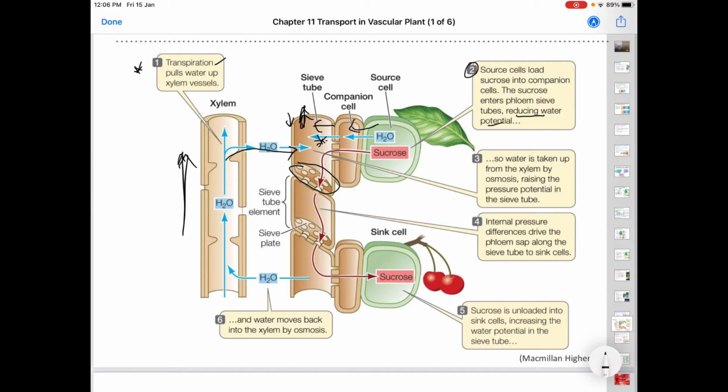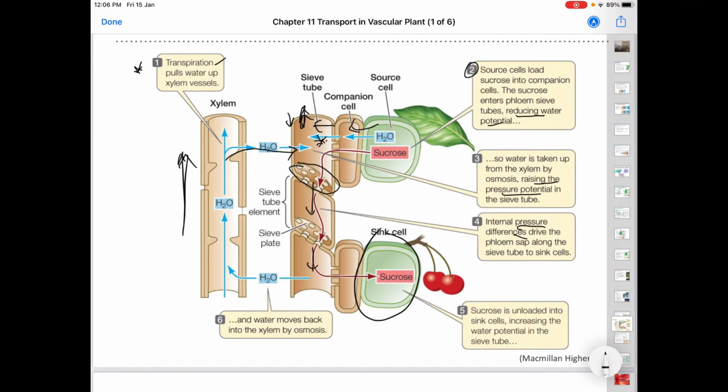When the water gets in, what happens? It raises the pressure potential. So there is more water, and when there is more water, the pressure will increase. When there is an increase in pressure potential, it causes a pressure difference that drives the phloem sap. That pressure will push the water and also the sucrose contained inside it downward, passing through all the sieve tube until it reaches the sink cell. So that is the process. Just read the steps from 1 to 6.